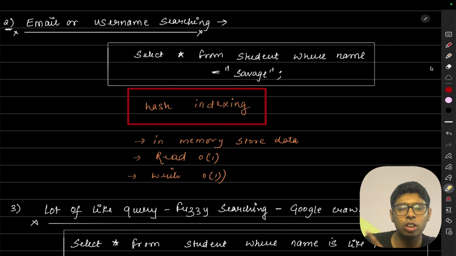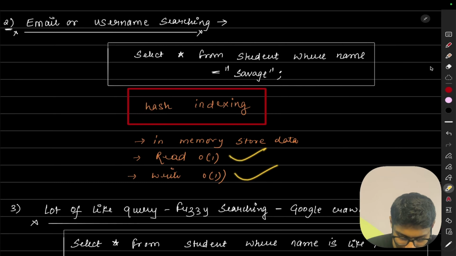Hash indexing works very well with text data because B trees and B plus trees are going to sort the data, and for strings it sorts in lexicographical order. So whenever they search, it is going to take O(log n) time for a string as well. But with hash indexing, it will take O(1) time in read, and write is also very fast. Write is amazing, read is also amazing.